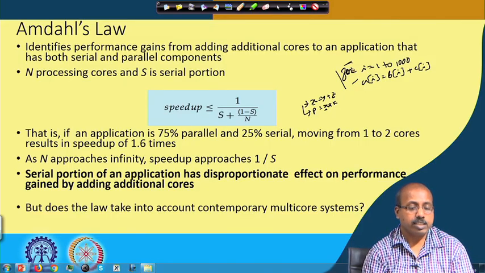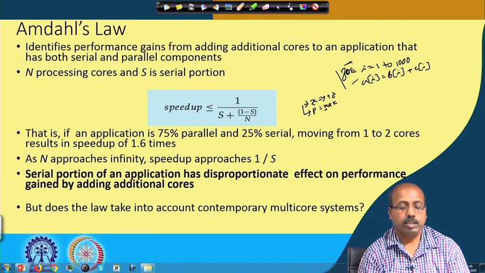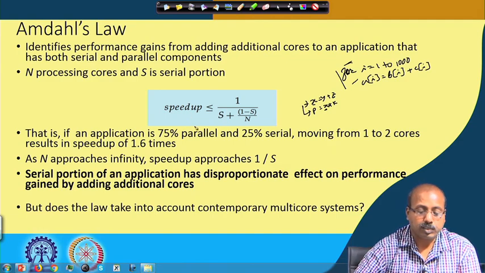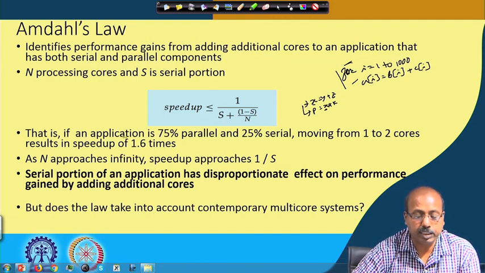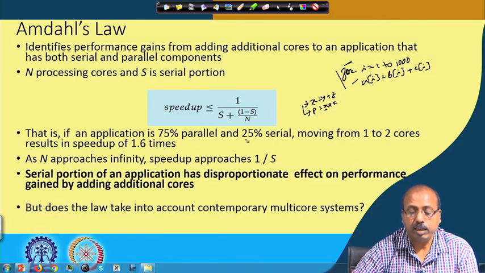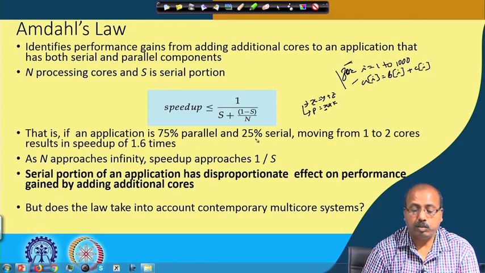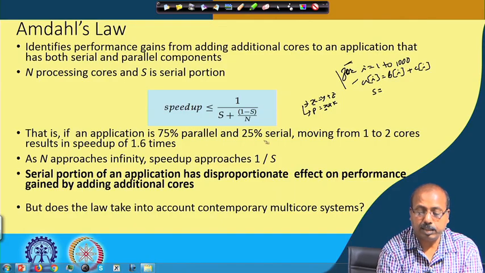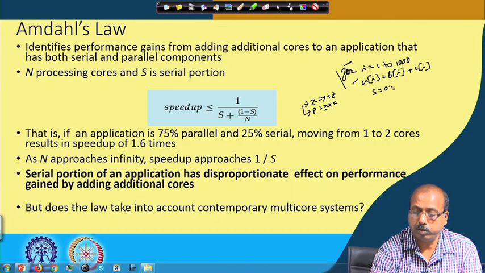So, Amdahl's law says that if I have n processing cores and S is the serial portion, then the speed up will be less than or equal to 1 upon S plus (1 minus S) by n. For example, suppose we have an application where 75% is parallel and 25% is serial. Now, if I have a single core, then S equal to 0.25, and for a single processor system n is equal to 1.